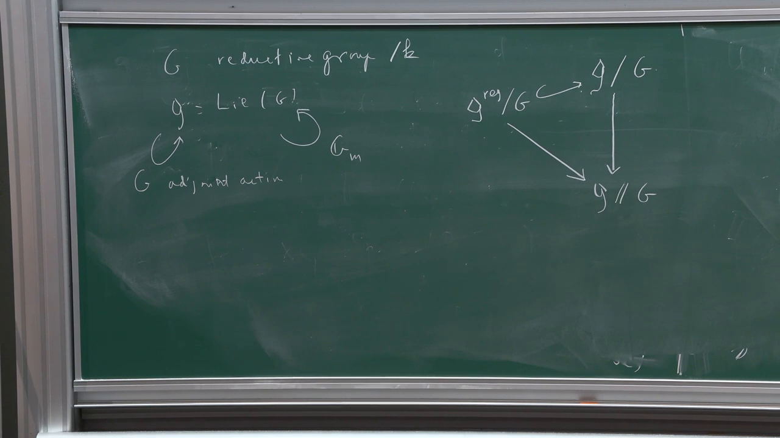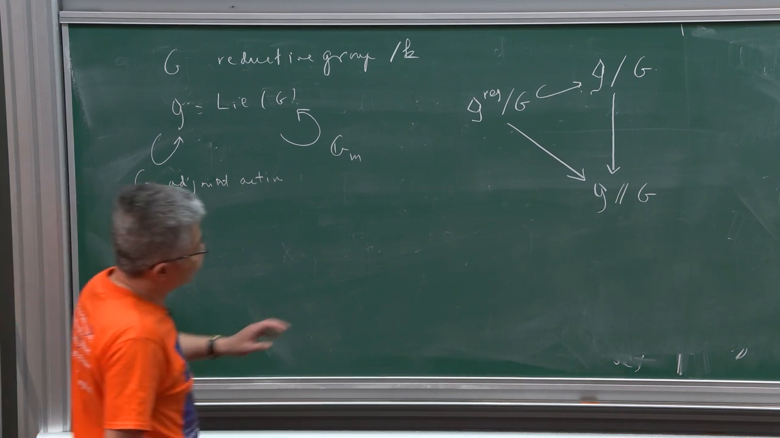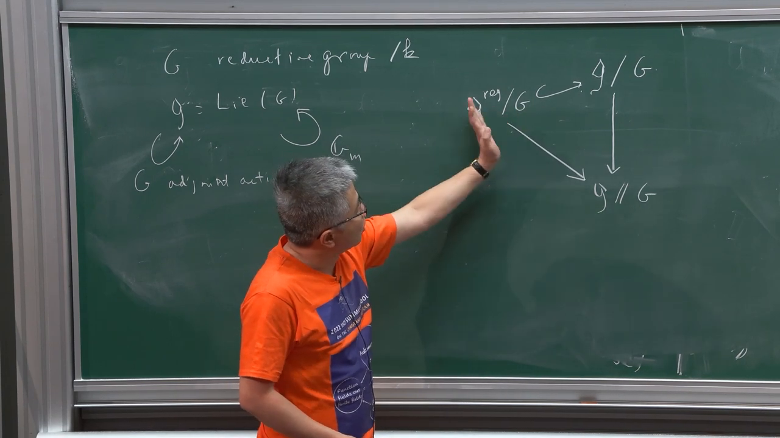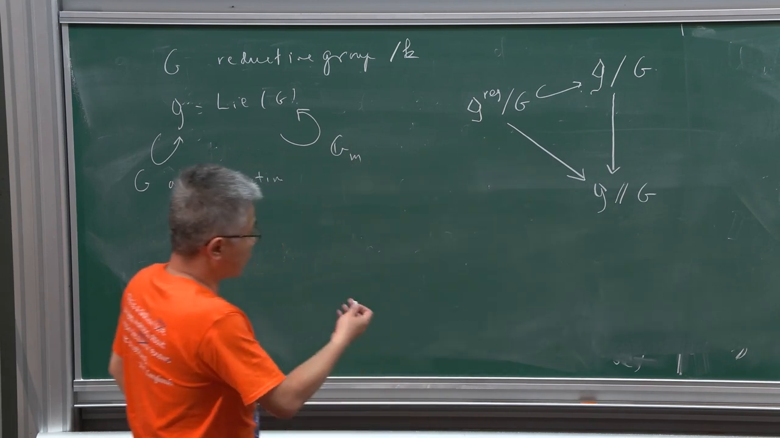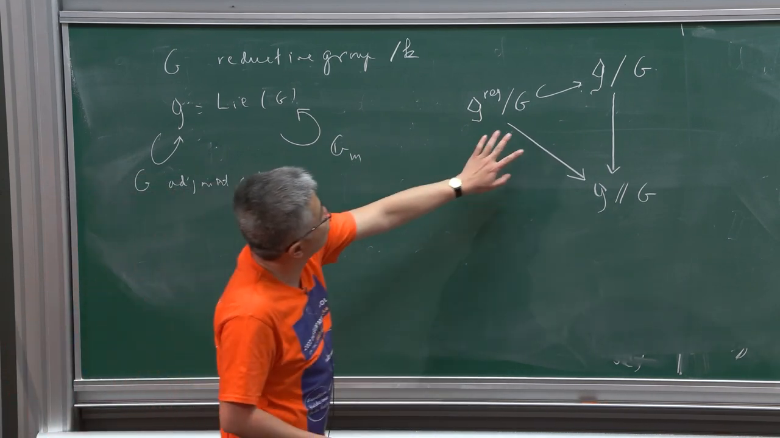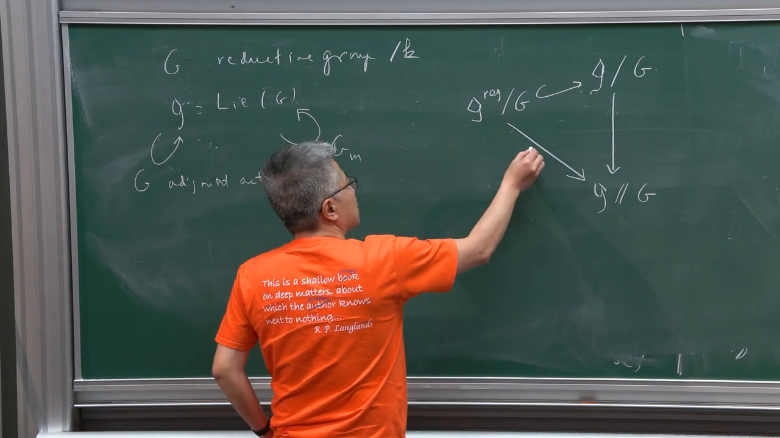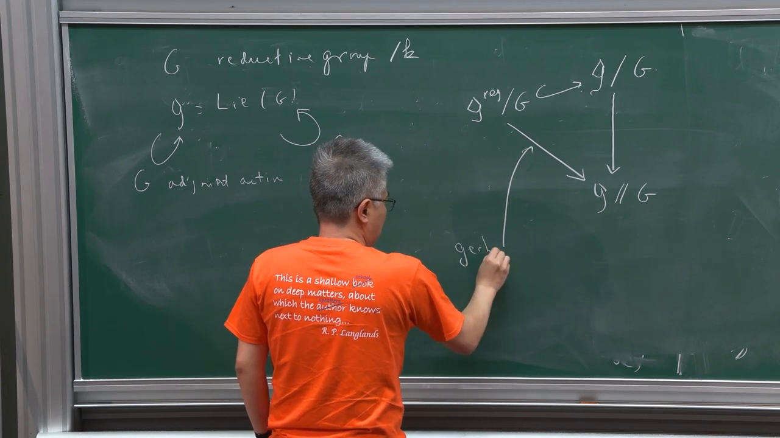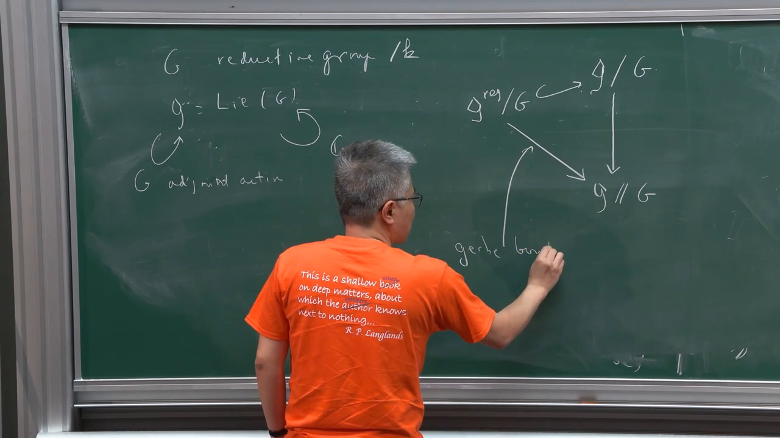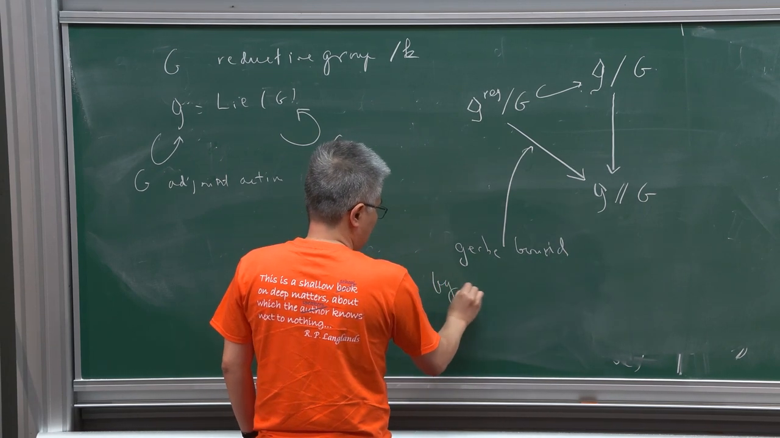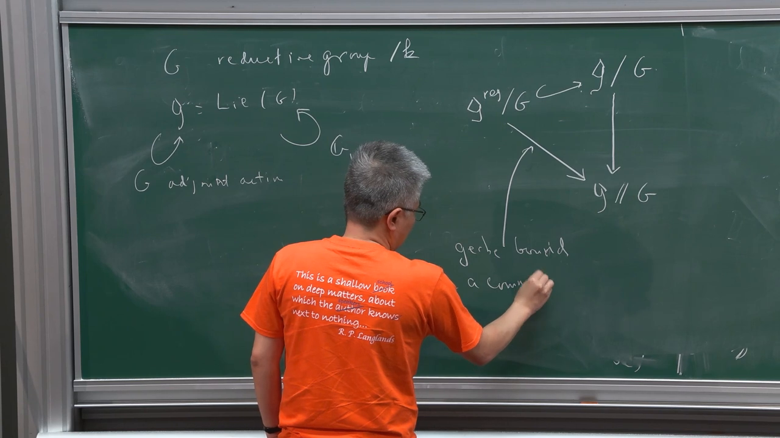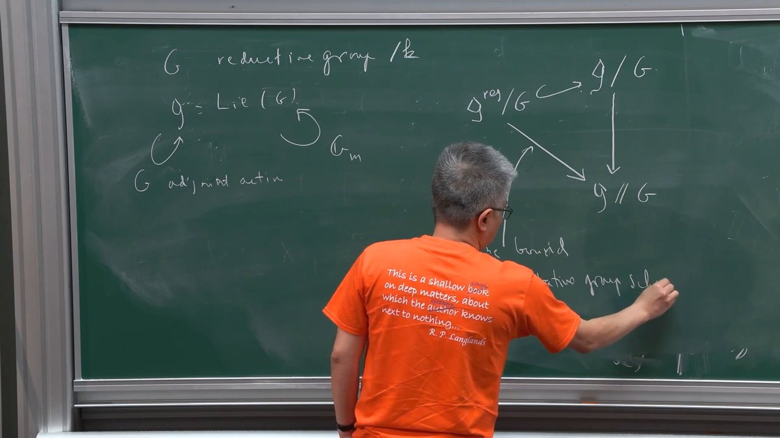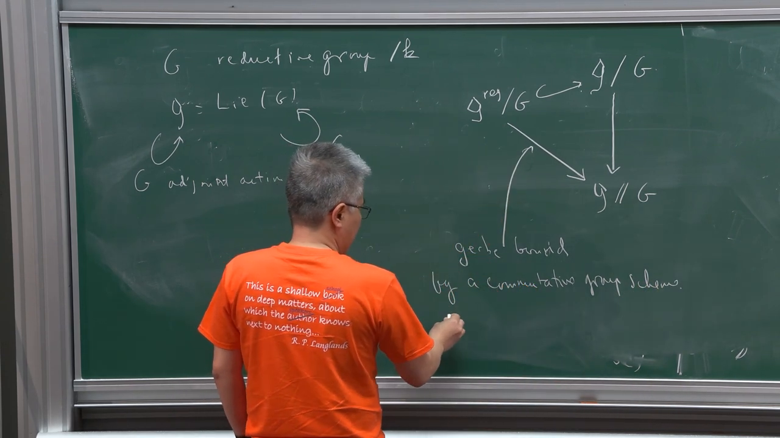One of the main advantages in this situation, which is not going to be true in general, is that this map is a smooth map, and the fibers are homogeneous spaces. So after quotient by G, this is a gerbe. This is a gerbe bound by some commutative group scheme, the regular centralizer.